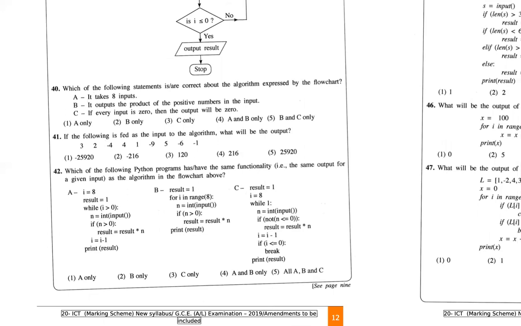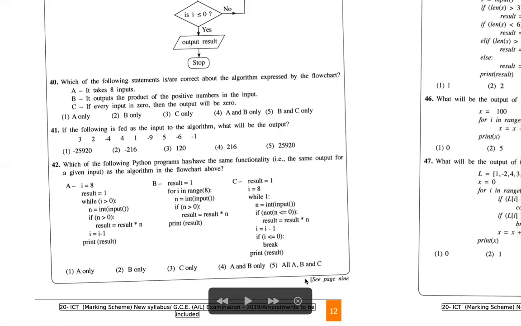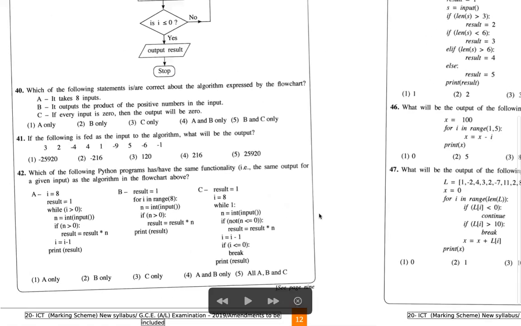So that is correct. The second one, I result equal 1, for i in range 8, taking 8 times input n, and yes, that is also true. Result equal 1, I, while 1, input, if not n less than or equal to 0, yeah, if not is 0, then you multiply. If this is less than 0, break. Yeah, that is also true. All are true there. Yeah, all are true. For 42, you can say 5 is the answer. So this one is also correct, right?